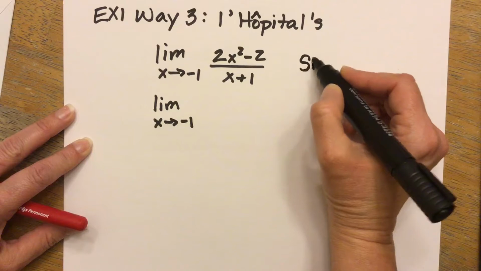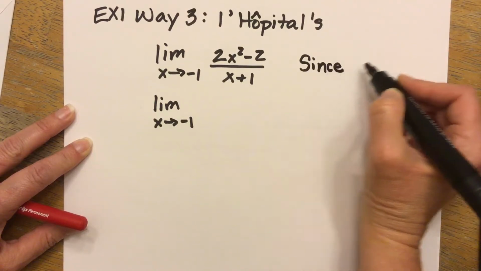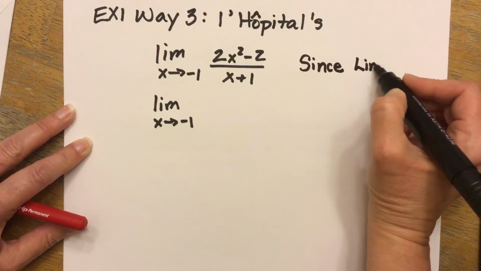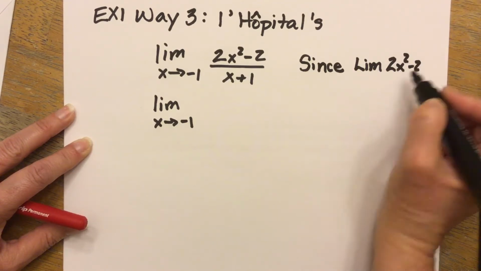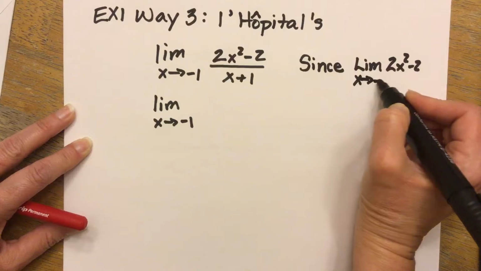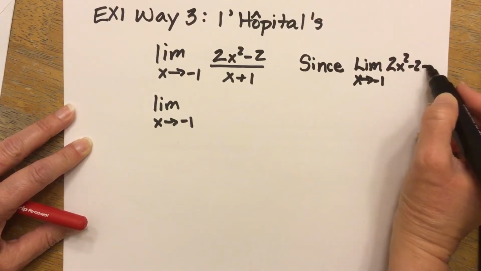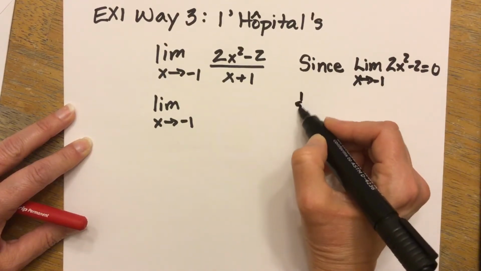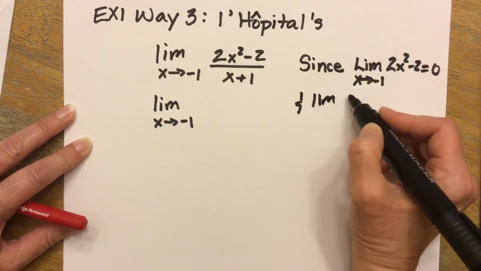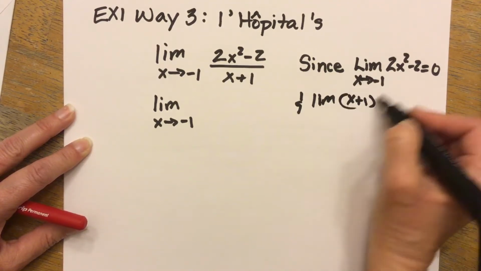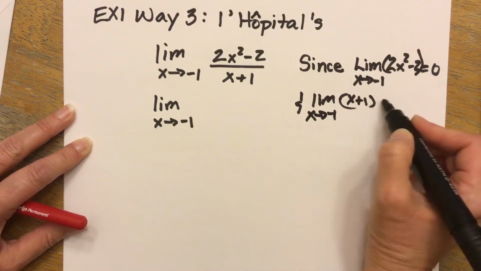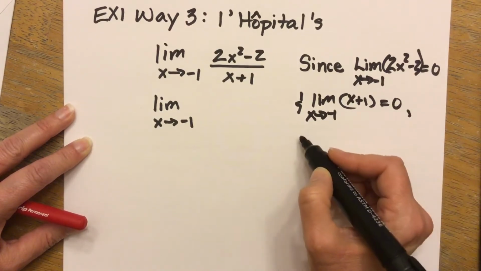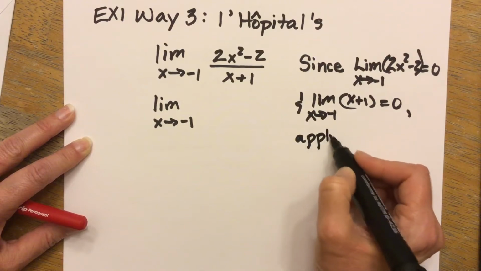We'll say since the limit of 2x squared minus 2 as x approaches negative 1 equals 0, and limit of x plus 1, should have parentheses, I'm sorry, I forgot those, as x approaches negative 1 equals 0, apply L'Hopital's.